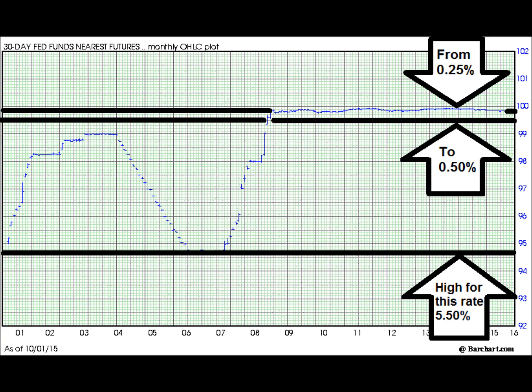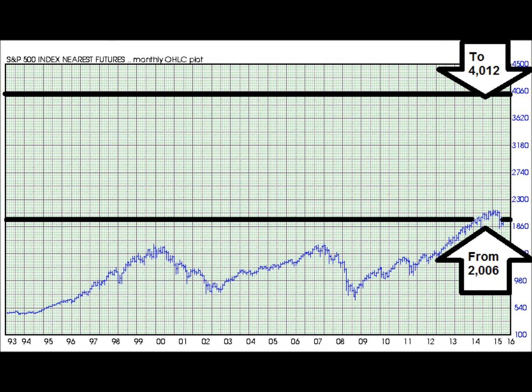I'll conclude with this question. What do you think is the highest return on risk with the greatest probability of occurring? The top end of the Fed funds target range moving from its current historic low of 0.25% up to 0.5%, or within 90% of its 15-year high of 5.5%, for an appreciation in contract value of 100%, or the Standard & Poor 500 moving from its current level of 2006, taking out its old record high of 2,118, and moving all the way up to 4,012 for the same 100% appreciation in contract value.